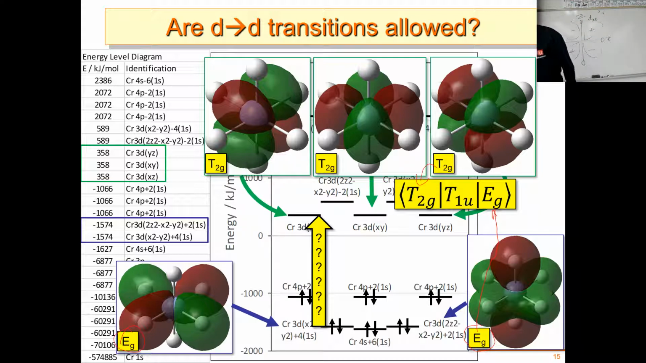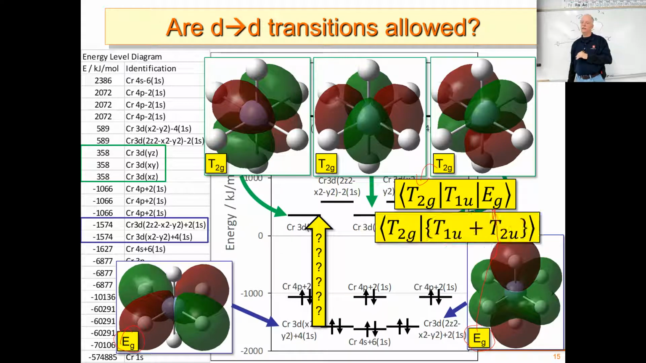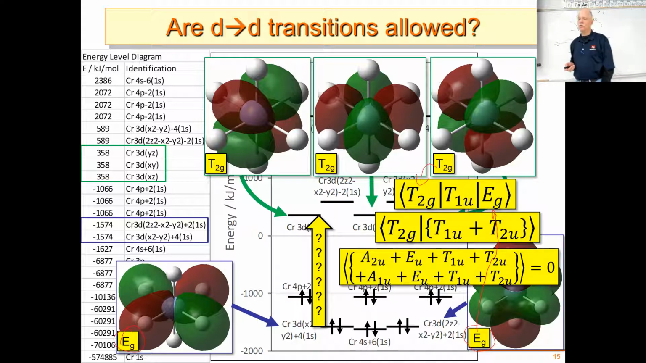Now this is pretty ugly for the direct product table because the E's are doubly degenerate and the T's are triply degenerate. So we have lots of multiplication sets. We do the T1u times Eg, and we get T1u plus T2u. And then we just multiply these through that set. The T2g is multiplied by the T1u and multiplied by the T2u. So we get this full set of results.